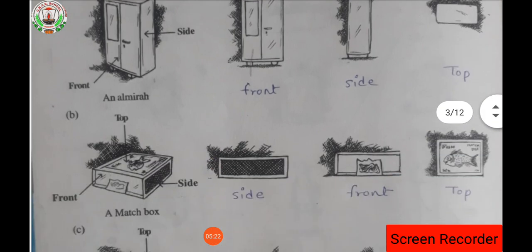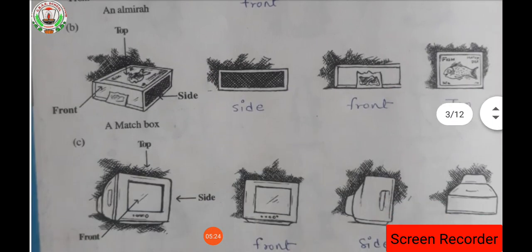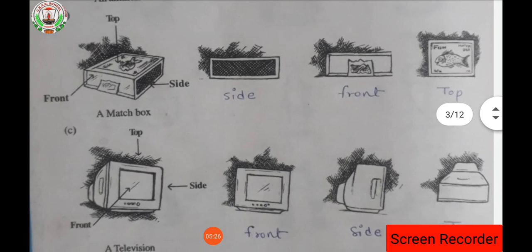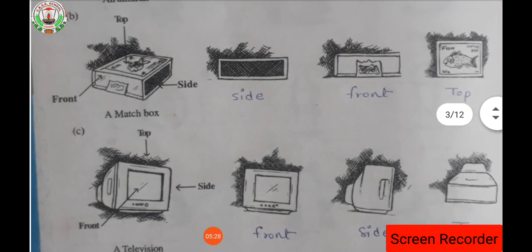Then in the B part, a matchbox is given. In that matchbox you have to say which one is the front image, side image and top image. So the first one is the side image, the second one is the front image, and the third picture is the top image.